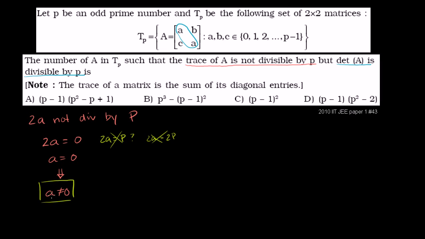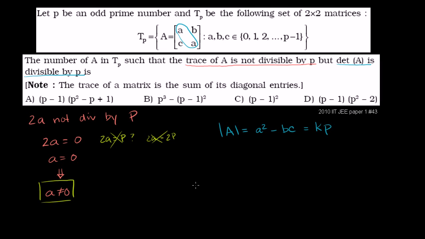So now let's look at the second constraint. The determinant of A is divisible by p. So the determinant of A, let me write this. The determinant of A is equal to a times a, minus b times c, or c times b. So it's a squared minus bc. This is going to be divisible by p. This is going to be equal to some integer times p.